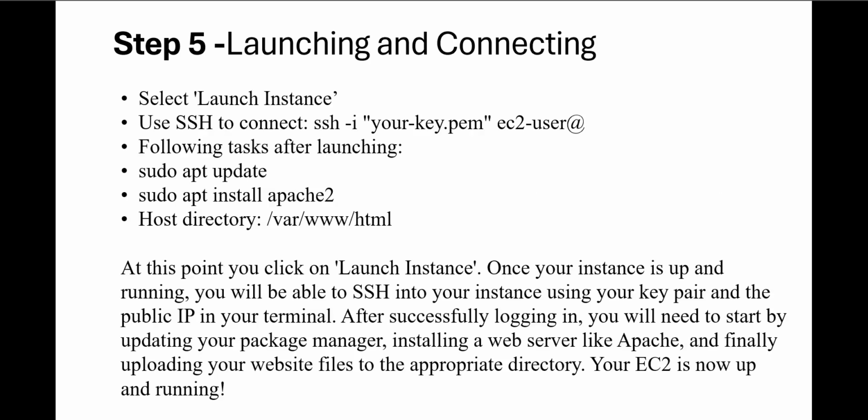And here is step 5, launching and connecting. We have a few steps in this. First, select launch instance, then use SSH to connect with your key pem file as the EC2 user. Following tasks after launching: sudo apt update, which is the prompt to update before launching the app, and sudo apt install to set up the host directory.